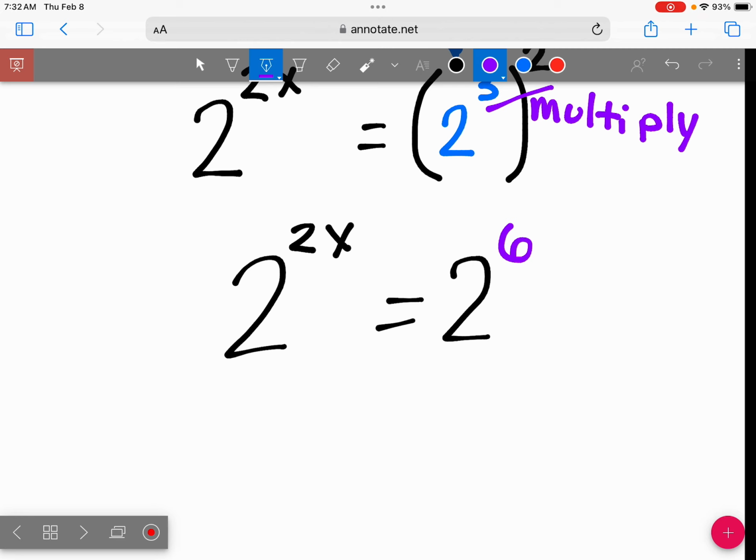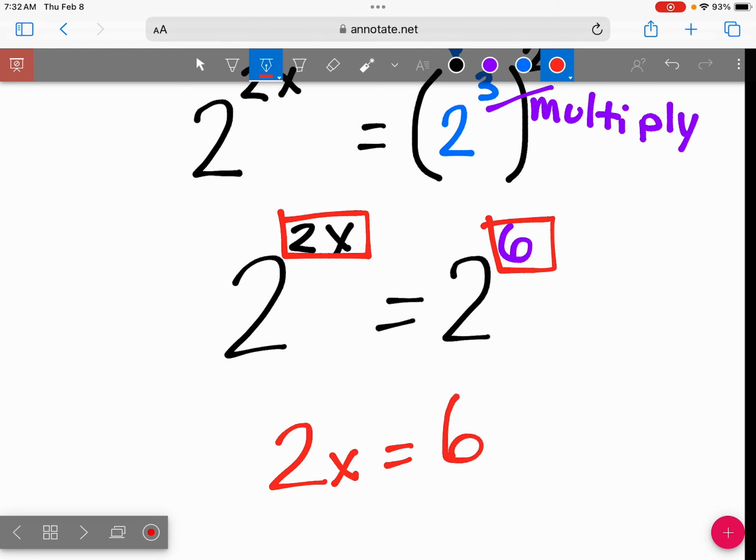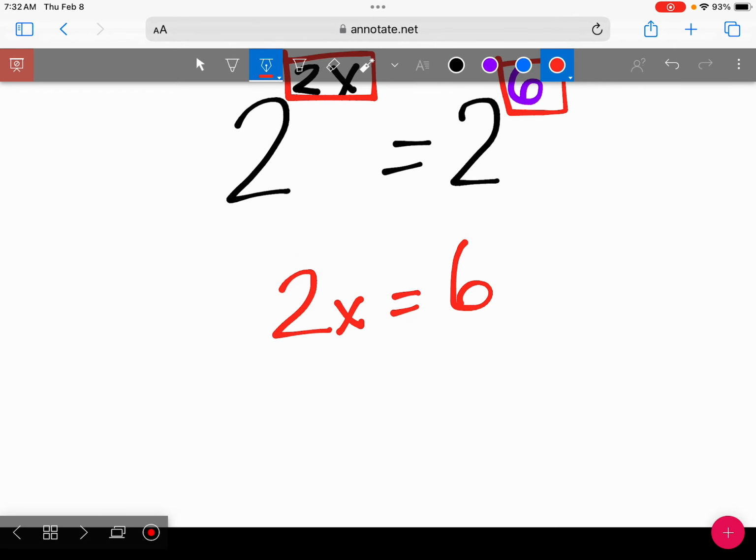Now we have our bases that match. Everybody's outside parentheses, and we can look at our exponents, because we want to know, when does 2x equal 6? You have to have the bases matching in order to set your exponents equal. So what's our solution here? X equals 3.